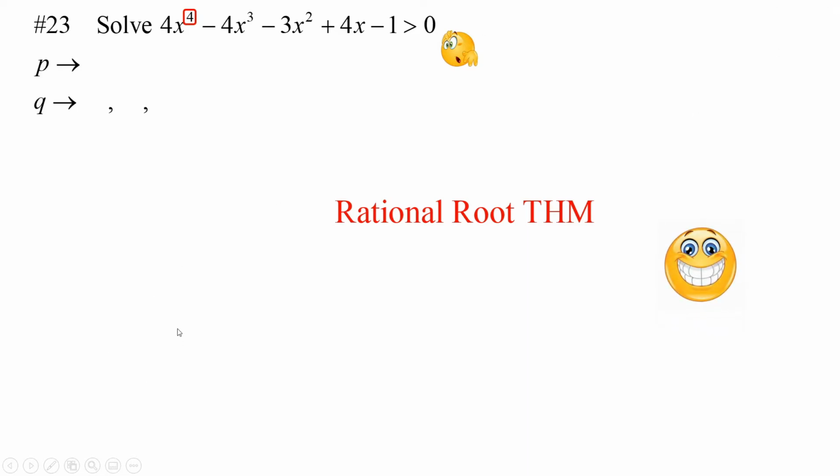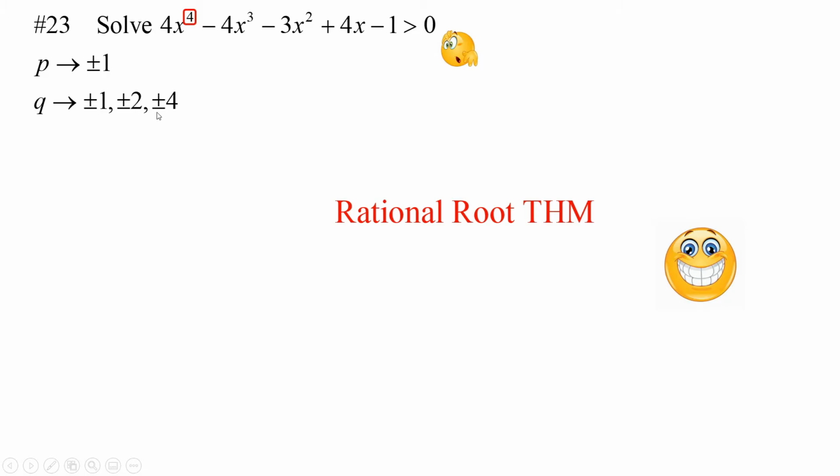So let's think. P, based upon the rational root theorem, has to be a factor of your constant, negative 1. That implies that P could only be positive 1 or negative 1. Now Q, based upon the rational root theorem, would have to be a factor of your leading coefficient. So what are the factors of 4? Plus or minus 1, plus or minus 2, or plus or minus 4.